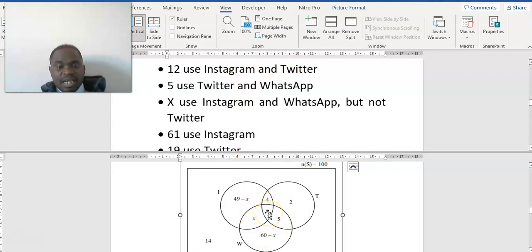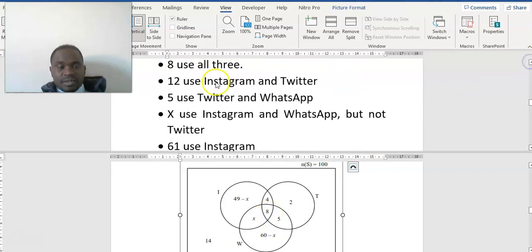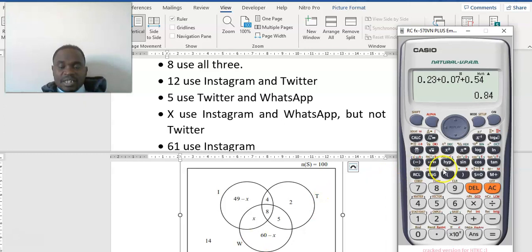Since this side is given as 8, let me show you where it was given. 8. So this side is 8. You write your 8 here. Then they gave the whole of this to be 12. So it means we can get this side. How do we get it? It's 12 minus 8, which gives us what? 4. So this side is 4.